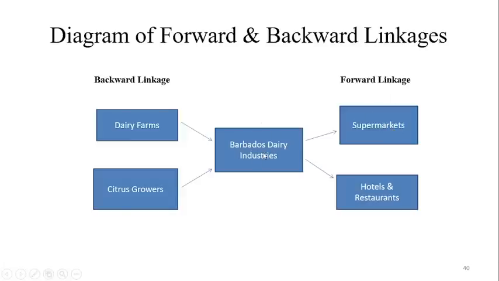So it depends on the perspective that you're looking at it from. Because to the supermarkets, they would have a backward linkage with Barbados Dairy Industries. The hotels and restaurants will have a backward linkage with Barbados Dairy Industries, while Barbados Dairy Industries will have a forward linkage with the supermarkets and the hotels and restaurants. Think about it as where the goods are going. So Barbados Dairy Industries are sending their products forward, while they are depending on the dairy farms and the citrus growers. Okay? All right, hope you got that.